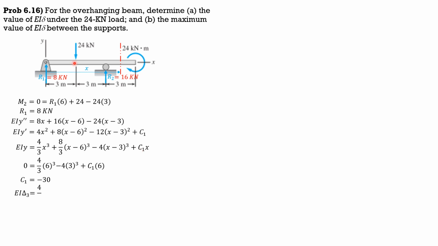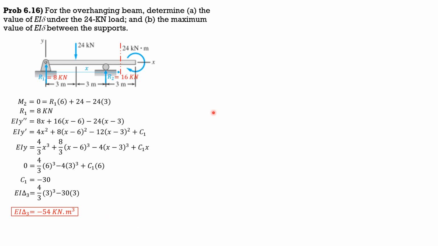EI delta at 3, set x is 3. 4 thirds of 3 cubed. This is ignored, negative. This is 0. Then minus 30 times 3. So there are two terms ignored because it's either negative or 0 inside the parentheses. So EI delta 3, under the 24 kilonewton load, is equal to negative 54 kilonewton meter cube. So that means it's downward.